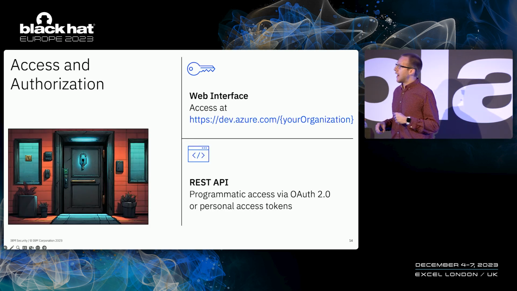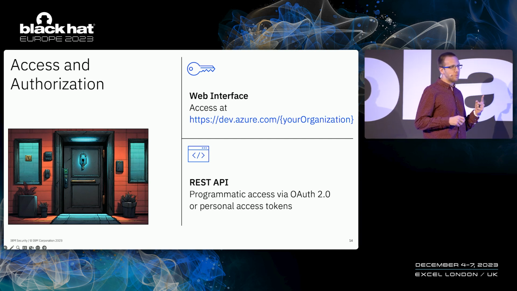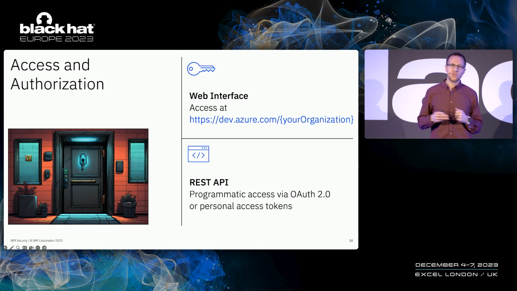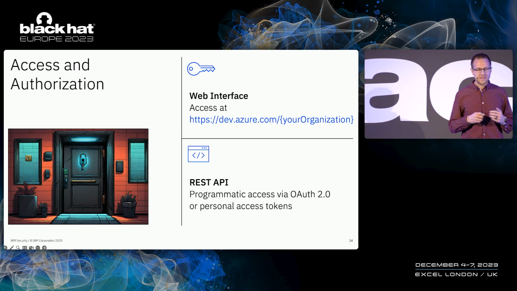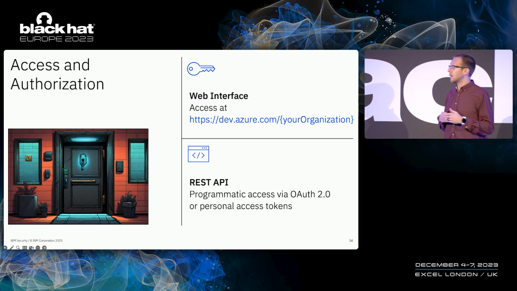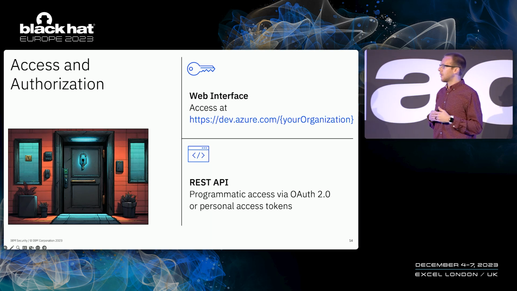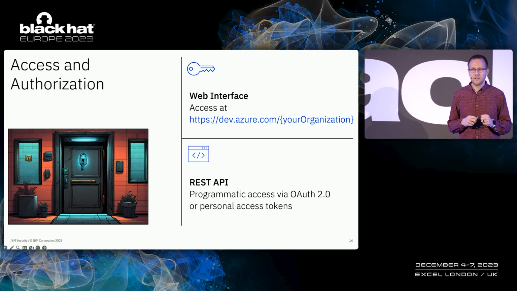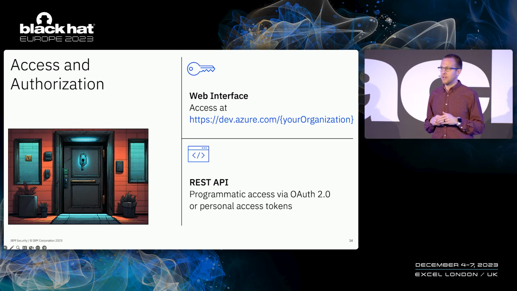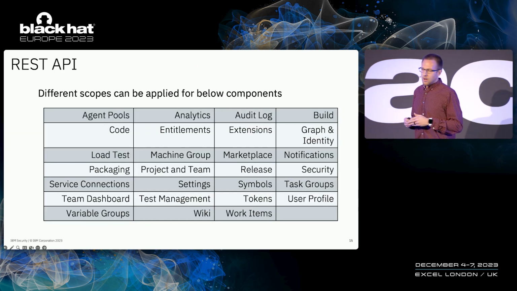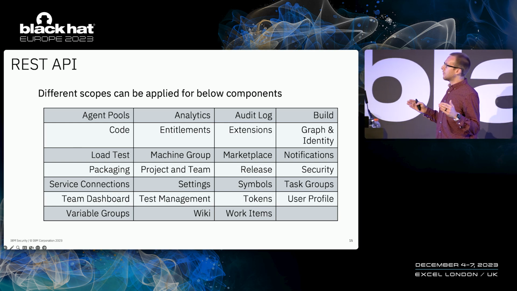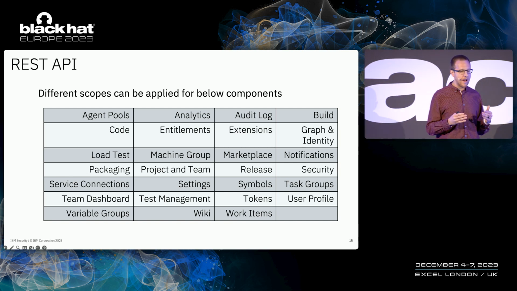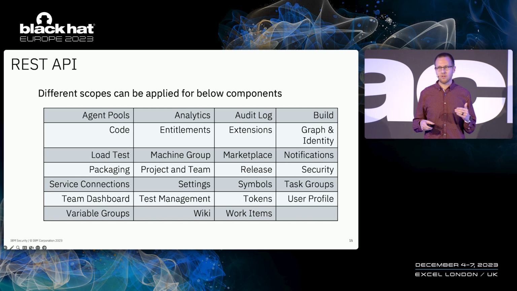Now, to access Azure DevOps Services, you have two options. The first one is a web interface, and you're going to access that at dev.azure.com/yourorganization. Also, there is a REST API available, and you're going to see the abuse of that REST API in my research. You can access the REST API either via OAuth 2.0, personal access tokens, or, as you're going to see, with an authentication cookie. There are tons of different scopes that can be applied to the REST API, covering a bunch of different components. I'm not going to go into each of these scopes, but I do have a reference link in the white paper where Microsoft describes all of these.